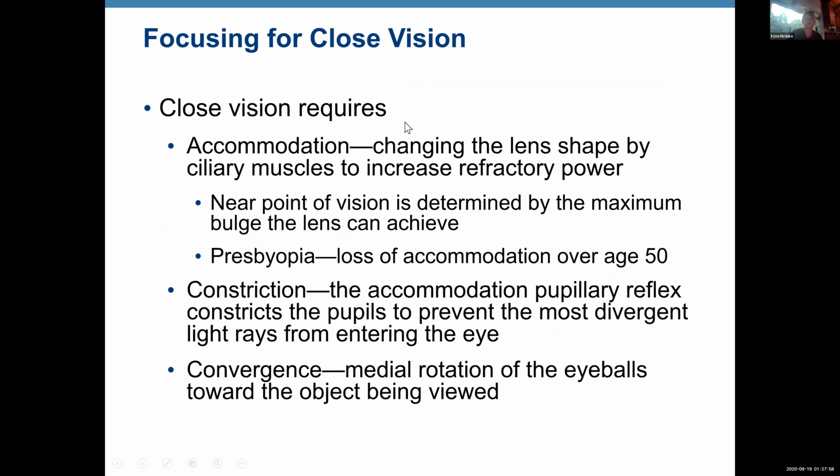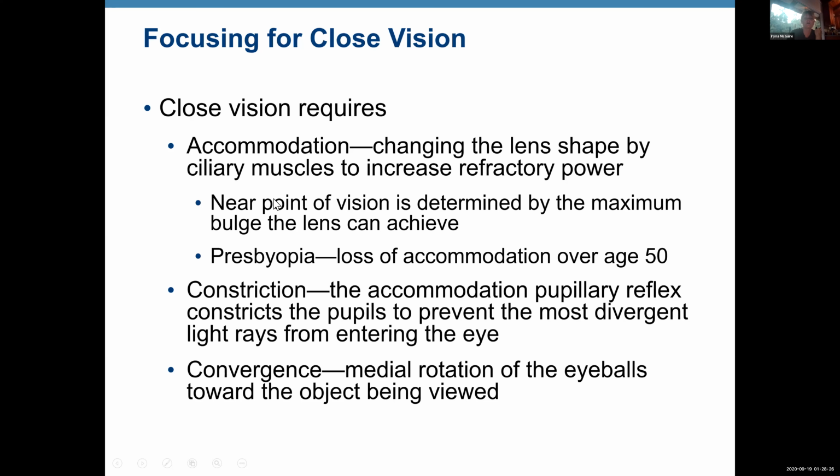Now, when you need to focus for close vision, we call it accommodation. Do you need to focus for far vision? If it's beyond 20 feet, not really. But when it gets closer than 20 feet, then you need to change the shape of the lens. And this is called accommodation.